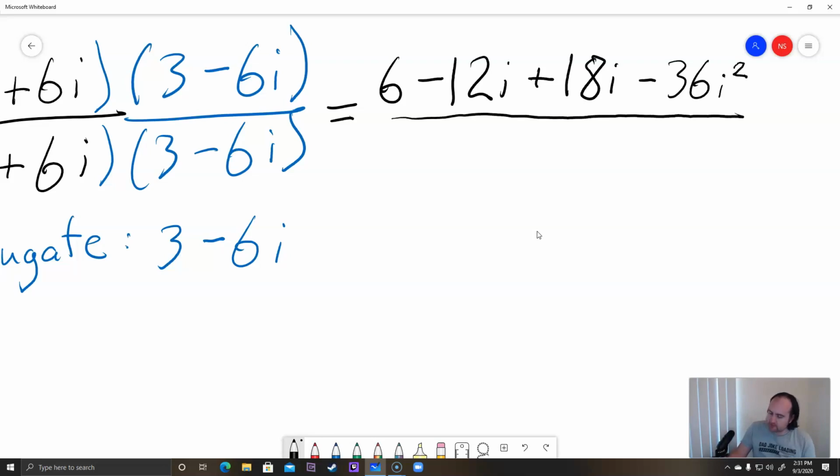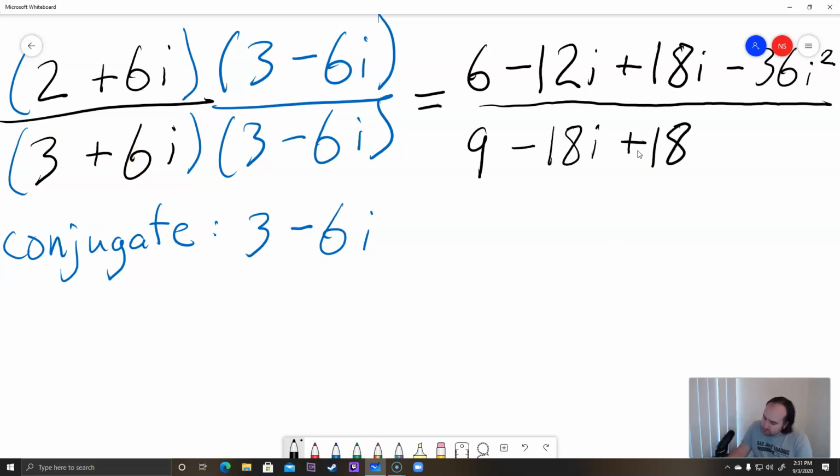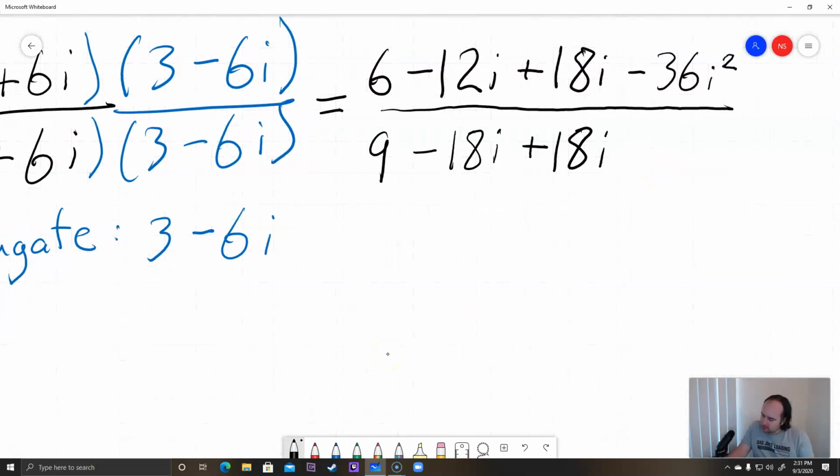On the bottom, we're doing the same thing. We're also using FOIL down here. 3 times 3 is 9 for the first. The outer is 3 times negative 6i, which is negative 18i. The inner is 6i times 3, which is positive 18i. And the last is 6i times negative 6i, which is negative 36i squared.